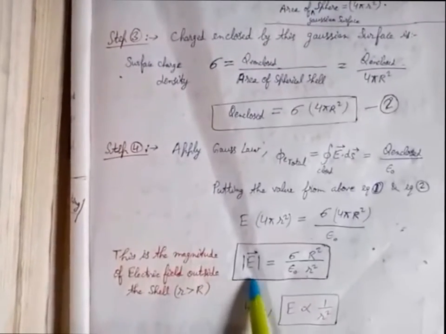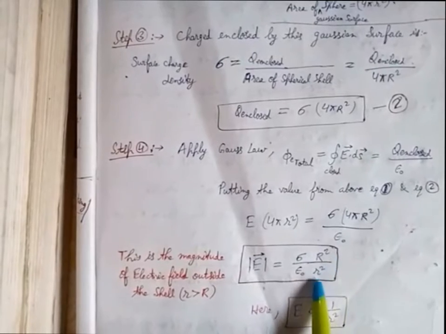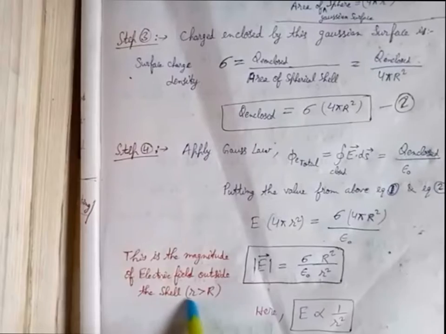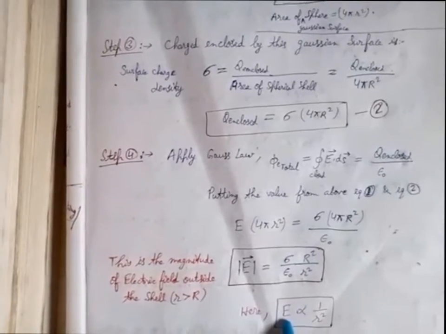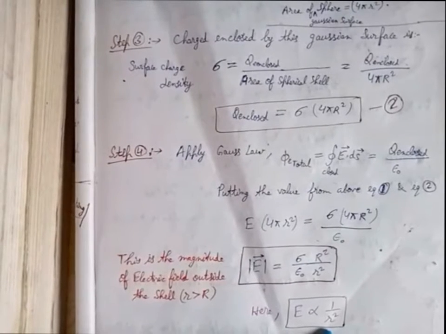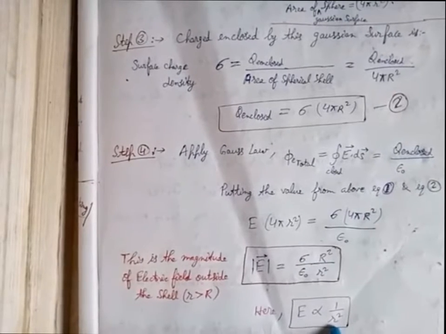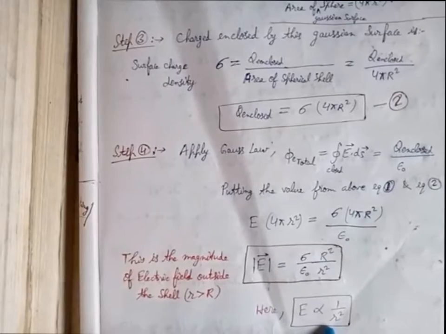And the magnitude of the electric field, we are getting, is sigma by epsilon naught into capital R square upon small r square. This is the magnitude of electric field outside the shell, and this electric field is inversely proportional to the square of the distance of the point from the center of the shell. So electric field is inversely proportional to r square.